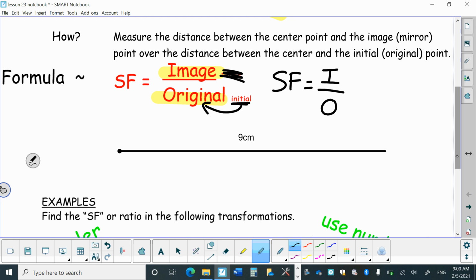Now, if you don't already have it on your paper, please draw a line that is 9 centimeters long, perfectly. Then I will label right in the middle, at 4.5, and at the 9. I'm going to call this point P, and this point P image. And this here is my center of dilatation, or center of similarity transformation. So this is what they mean. You need to use your ruler and measure.